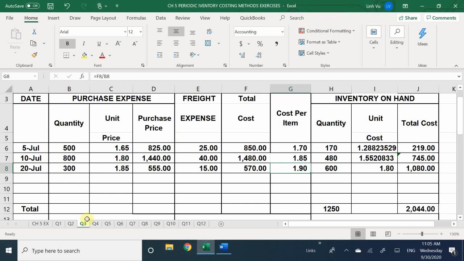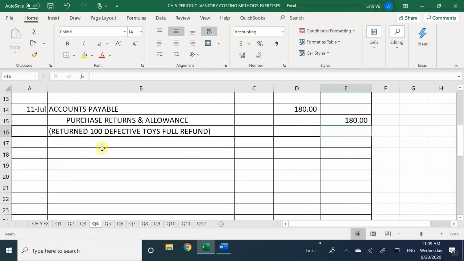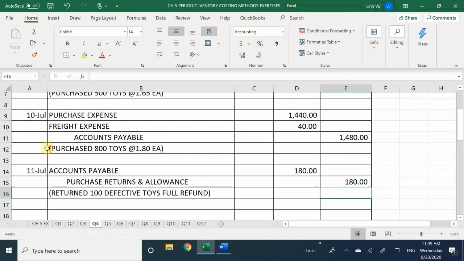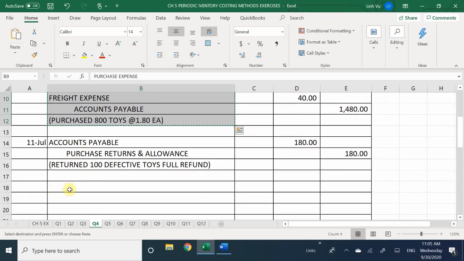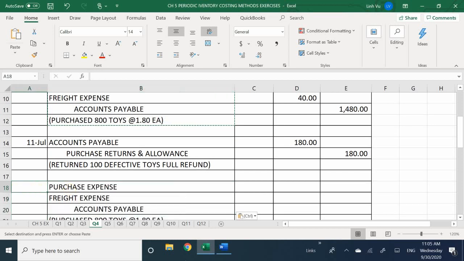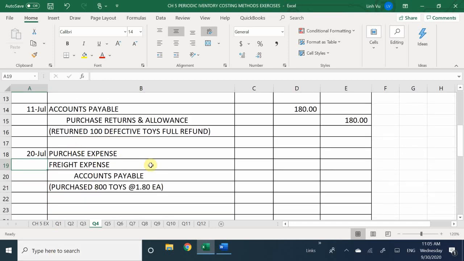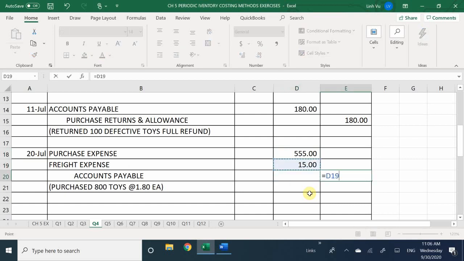So now let's go to our journal because now we finally have bought a new batch of inventory. Same thing's going to happen here. You're going to journalize for your purchase expense and your freight expense. So this was July 20th, all right? You're going to recognize your purchase expense and your freight expense, which in this case we know was $555 and freight was $15 to give you a grand total of $570, okay?